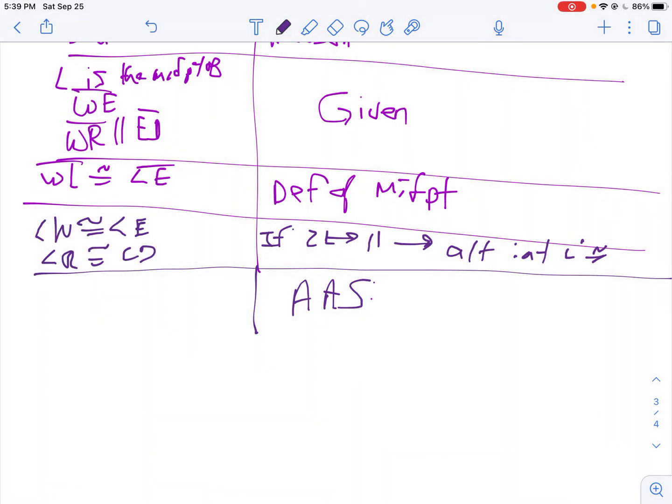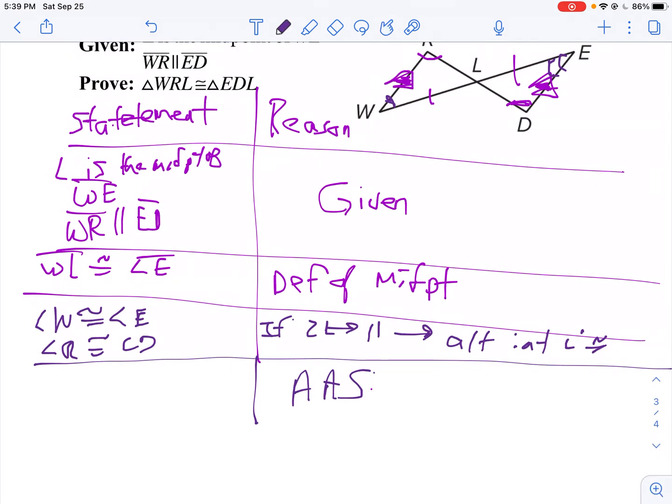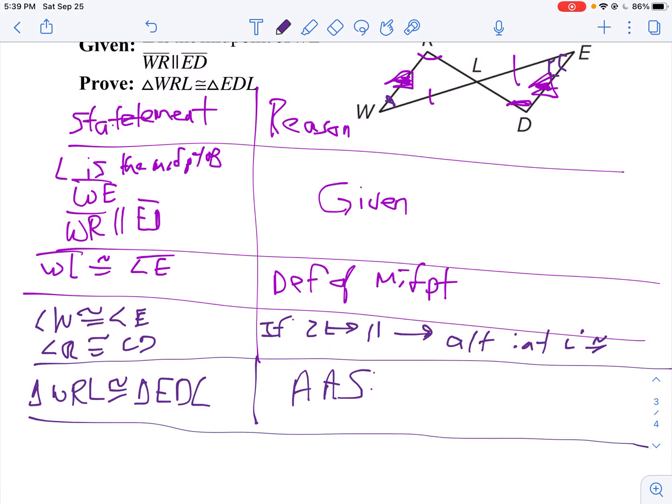And now what we're going to do is we're going to write down the names of our triangles. So we're going to say triangle WRL. You really can't get it wrong, how you name the first one. And just make sure the other one matches up. Angle W is my dark purple one. So I'm going to start with triangle E. Then angle R is my light purple, so that'll be D. And angle L is my vertical angle. Notice I could have used vertical angles here, but I chose not to.